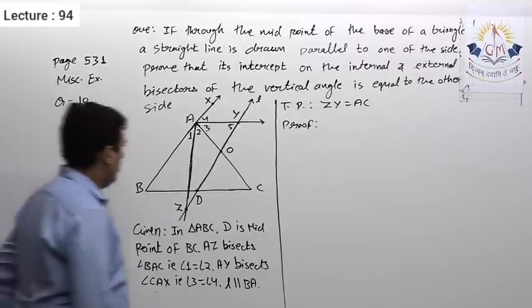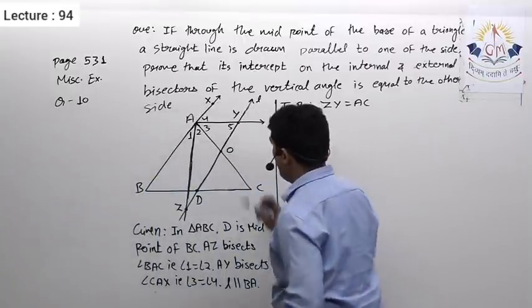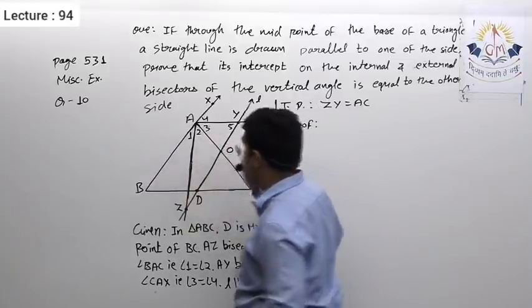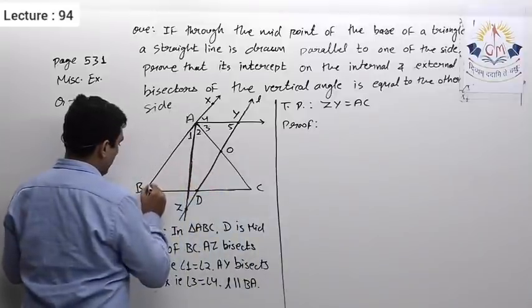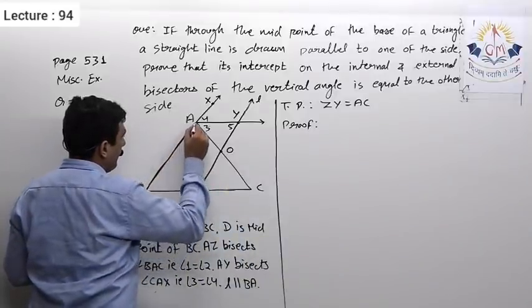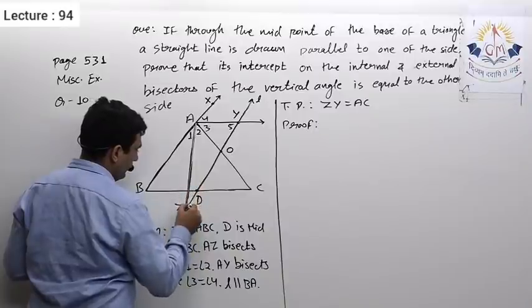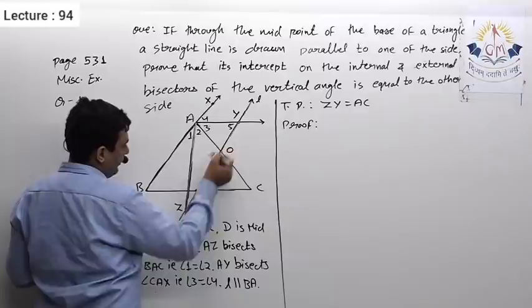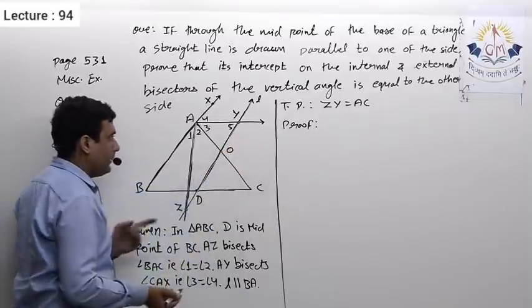Okay, so let me explain this in short. It is given that line L is parallel to BA. That means BA is parallel to ZY or ZO, whatever you say, with line L.